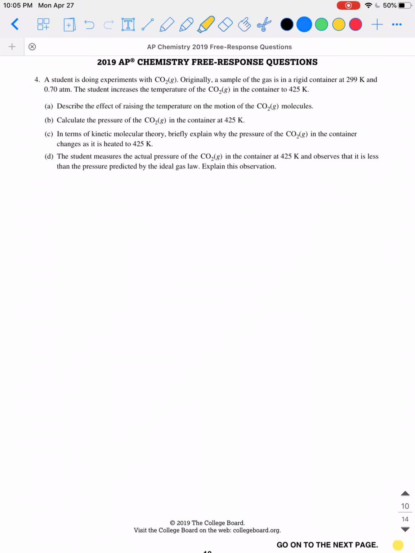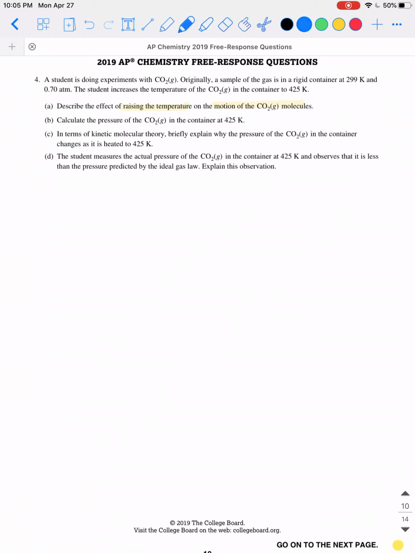Okay, so a student is doing experiments with CO2. Originally, a sample of the gas is in a rigid container at 299 K and 0.7 atm. The student increases the temperature of the CO2 in the container to 425 K. So part A asks, describe the effect of raising the temperature on the motion of the CO2 molecules.